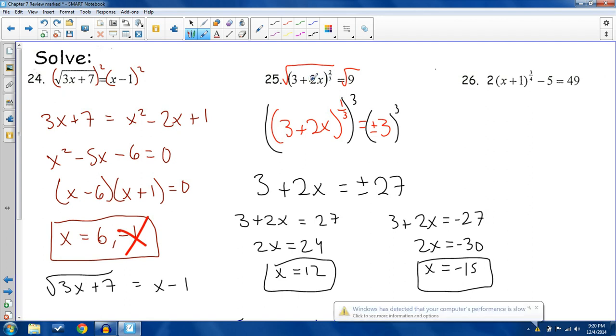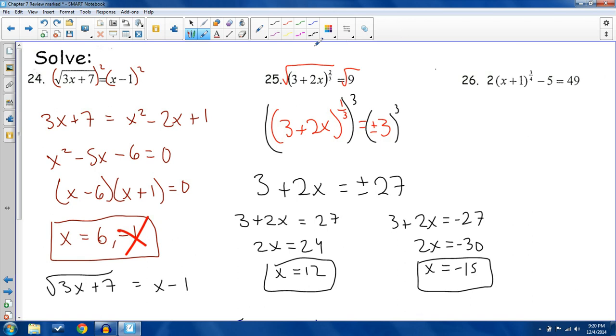3 minus 30 is negative 27. The cube root of negative 27 is negative 3. Negative 3 squared is positive 9. That's why we have to consider the plus and minus version of this thing, because when you square the number, it becomes positive. Unlike this one where we're doing the cube root, so whatever sign we have, that's the one we're doing.